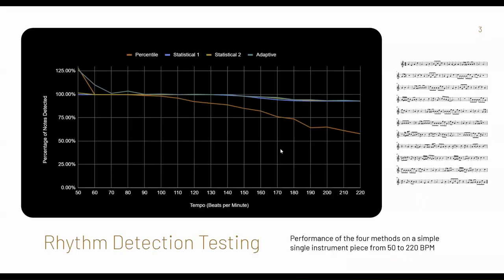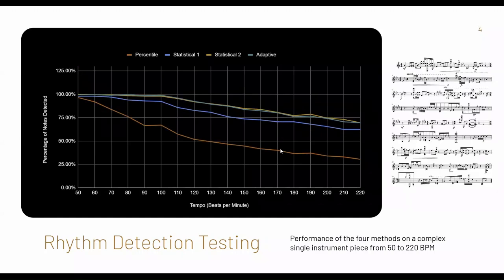Here's a unit test that we ran on all 4 methods. On the right is a simple piece I composed in MuseScore, which we ran the rhythm detection on. The figure on the left shows the accuracy of each method at tempos ranging from 50 to 220 beats per minute.